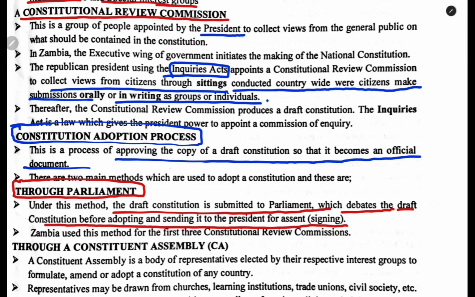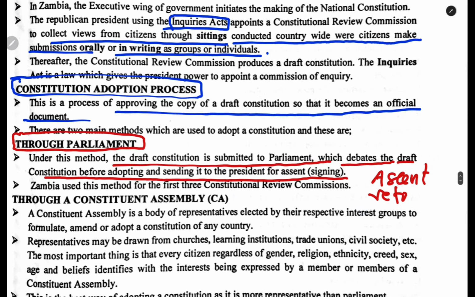So they debate the draft, and it has to pass through the first reading, second reading, third reading with the majority votes of the MPs. And now when it has passed the third reading, it has to be taken to the president. The president can choose either to sign, which is to assent, or not to sign, which is to veto. Okay, so Zambia has used this method for the Constitution Review Commission. Okay, so that is what you need to know on this part.